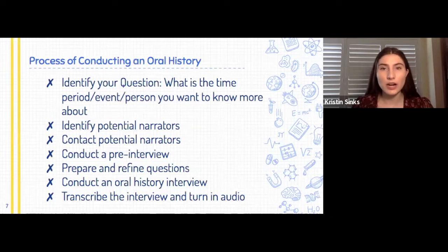So the process for conducting an oral history begins with identifying your question of interest. So what is the time period, event, or person you want to know more about? You then identify potential narrators who can help you answer this question, and then contact them. Once you do so, you conduct a pre-interview with them. After this, you refine and prepare your questions for the oral interview itself, and then you conduct the oral history interview. After the oral history interview is complete, you then transcribe that interview, so that you have both an audio recording of it as well as a written transcription of it.